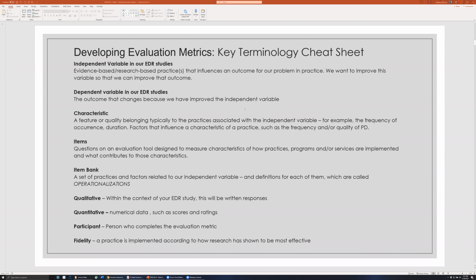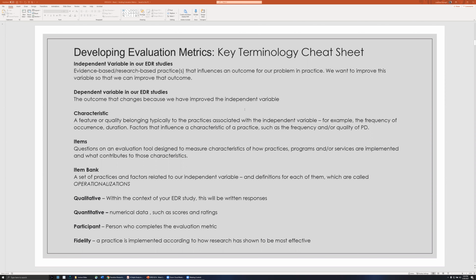A characteristic, which we'll talk a lot more about next week, is a feature or quality belonging typically to practices associated with the independent variable. So this is a characteristic in the sense of it's a feature or quality of the independent variable and the practices that are aligned with it. So an example is frequency of occurrence or duration. And factors can also have a characteristic. So the level of adaptability. So is there high levels of adaptability to the needs of young people? Is there minimal, right? So we can think about different scales for that.